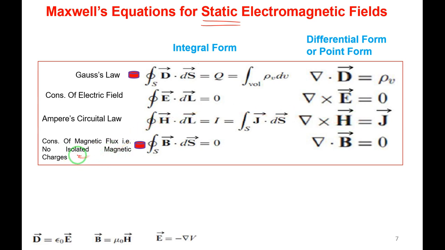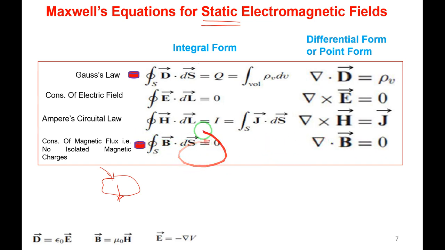Then, no isolated magnetic charges can exist, which means we cannot take only the north pole or only the south pole separated; both exist at the same time. So no isolated magnetic charges can be found. This law we also call conservation of magnetic flux, meaning the closed surface integral of B dot ds equal to 0. If I consider any closed surface, the amount of magnetic flux lines entering is equal to the total amount of magnetic flux lines leaving the closed surface. So closed surface integral of B dot ds equal to 0. This is the integral form, and the differential or point form is del dot B equal to 0. If I apply the divergence theorem, we get del dot B equal to 0.